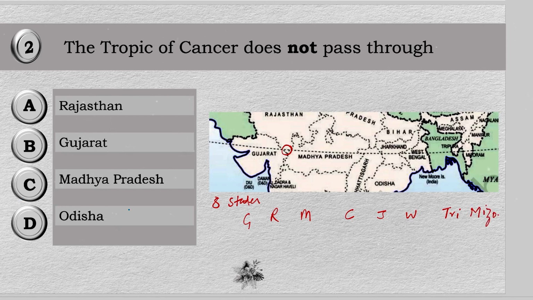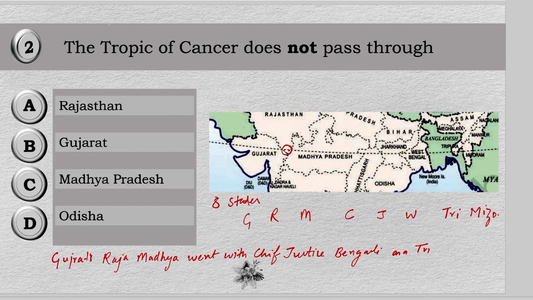Now let us see the trick to remember the states through which the Tropic of Cancer passes. The trick is: Gujarat's Raja Madhya went with Chief Justice Bengali on a trip to Mizoram. Now this is the trick, and let us see what does it mean.